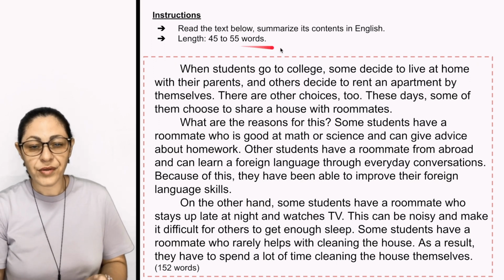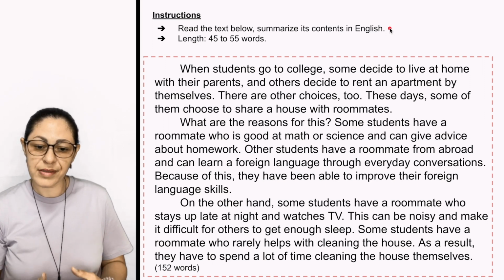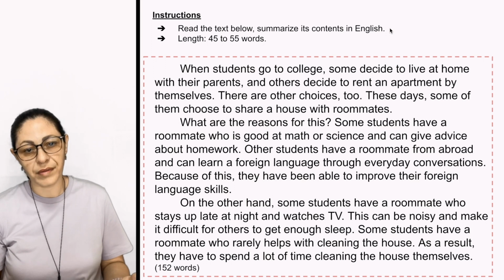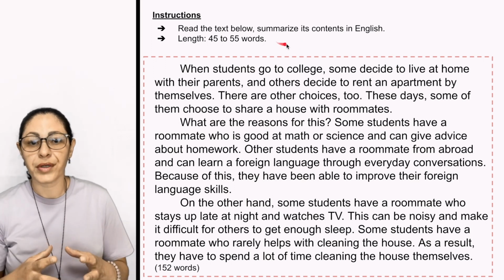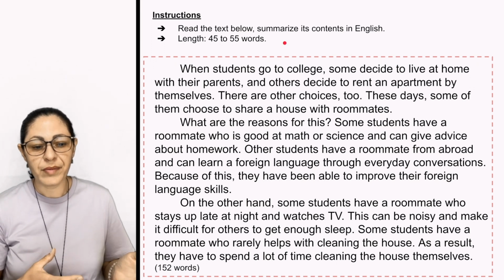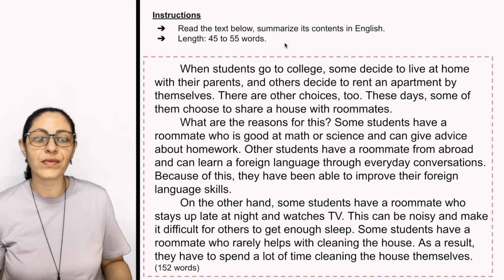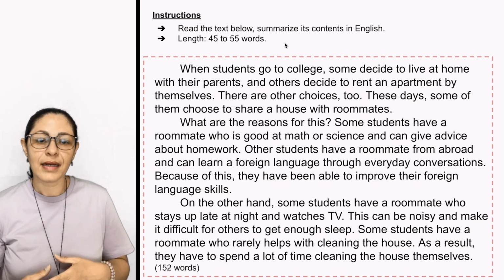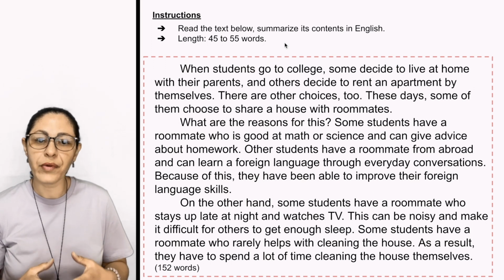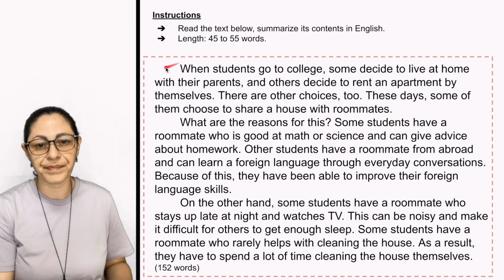The first thing you have to remember is that you are going to read the text and summarize the contents. This means that you are going to restate what you read in shorter words. And how many words should you write? Somewhere between 45 and 55 words. So let's read it. Let's identify the main idea and the supporting details, the important information that you have to keep in your piece of writing.